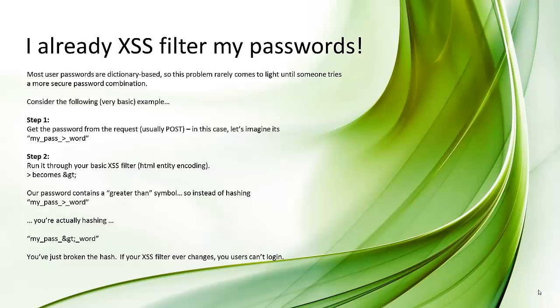Now, in this case, we're just going to encode the HTML entities, so a greater than symbol becomes &gt; Now, because your password contains a greater than symbol, instead of hashing the original password, you're now hashing my pass &gt; word separated with underscores. So you've just broken the hash. Now, that's fine if your cross-site scripting filter never changes, but if it does, your users can't log in.